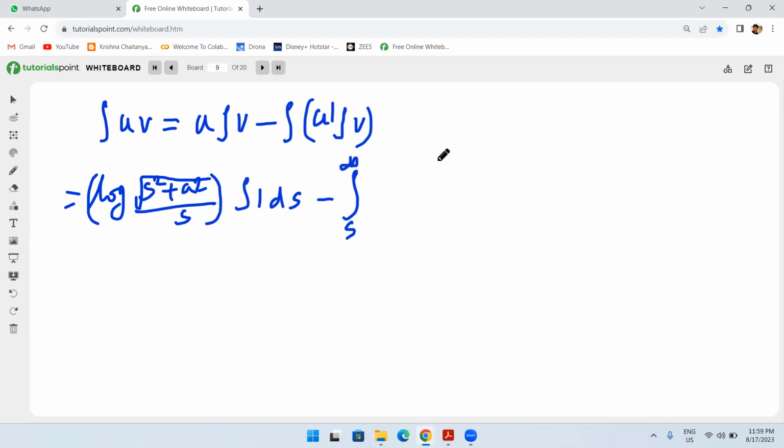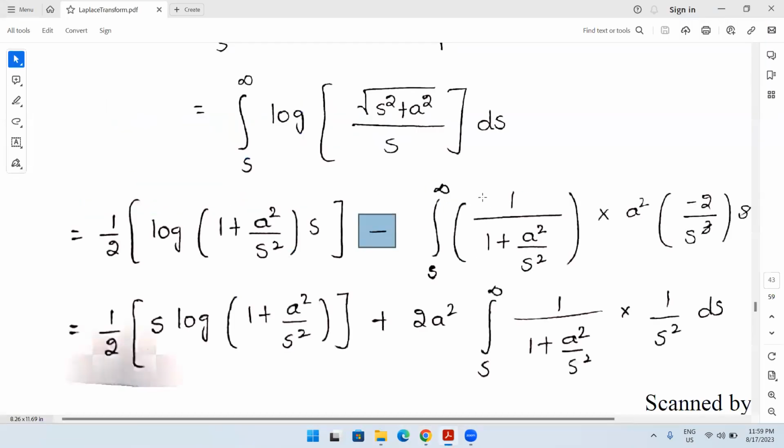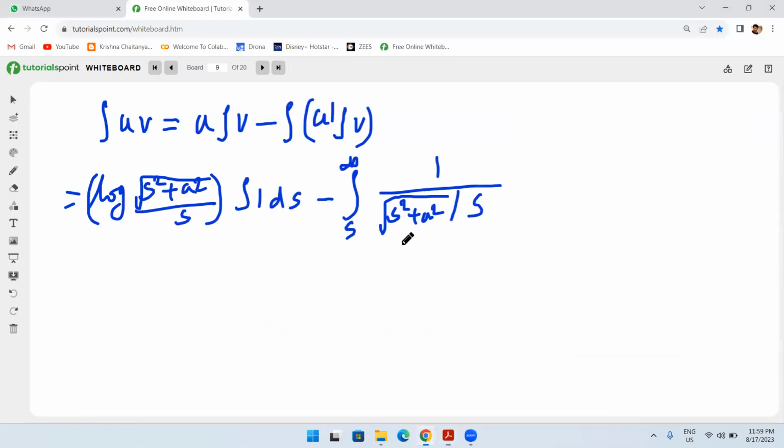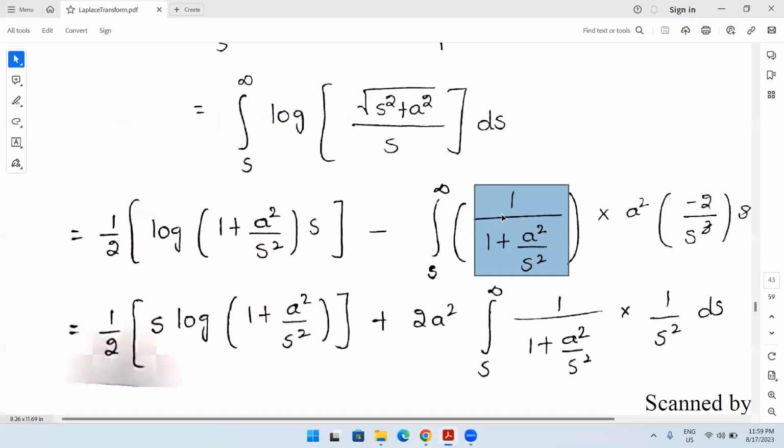What's the derivative of this one? 1 by (s square plus a square) under square root by s, into derivative of this one. It is written as in the previous form. What is the previous form? Taking s common and cancelling, what you get? 1 plus a square by s square under square root, so that the derivative will be easy. Now, 1 by square root of 1 plus a square by s square into derivative of this one. What's the derivative of this one?